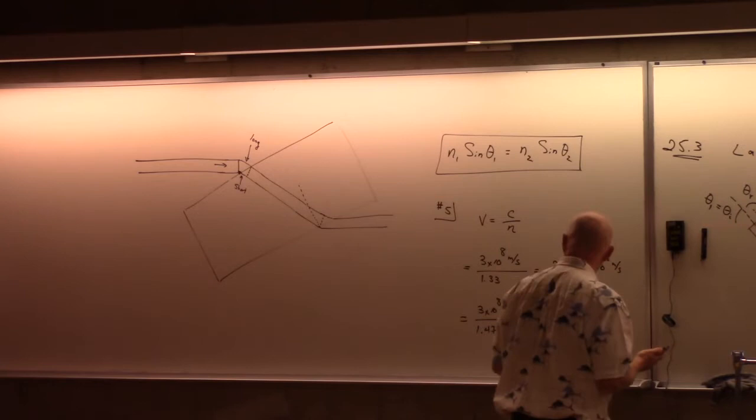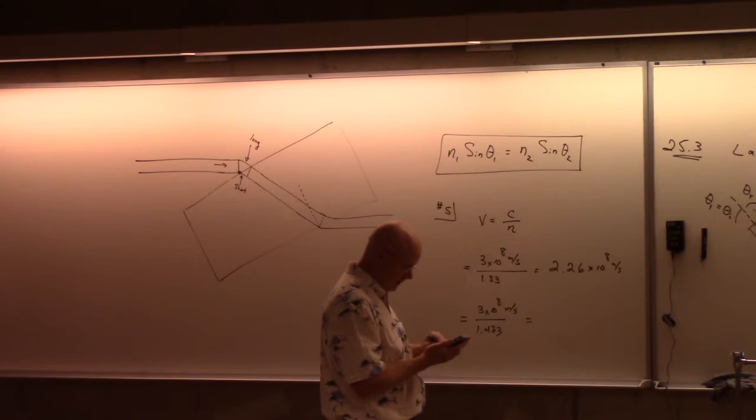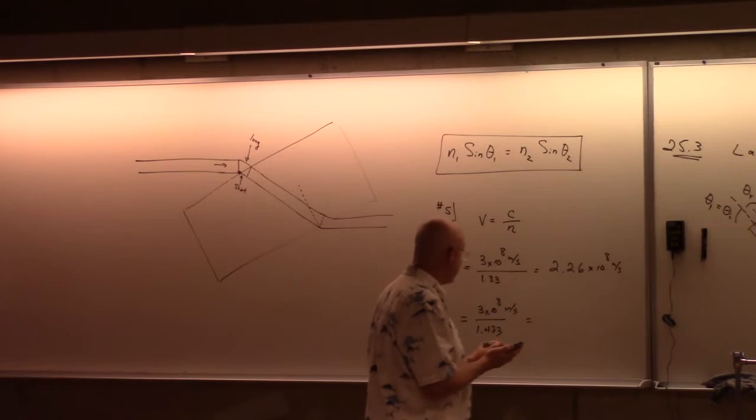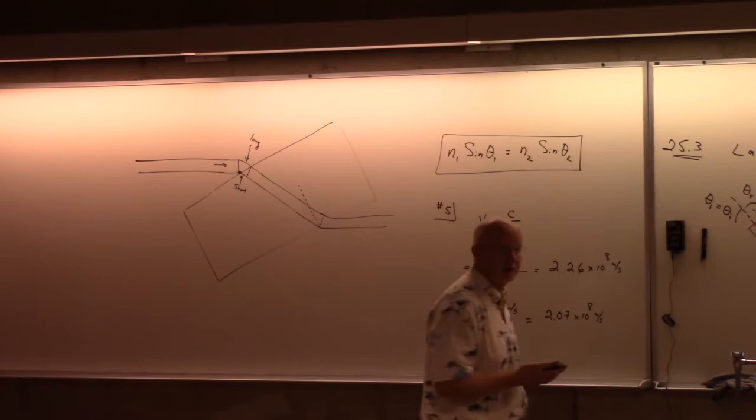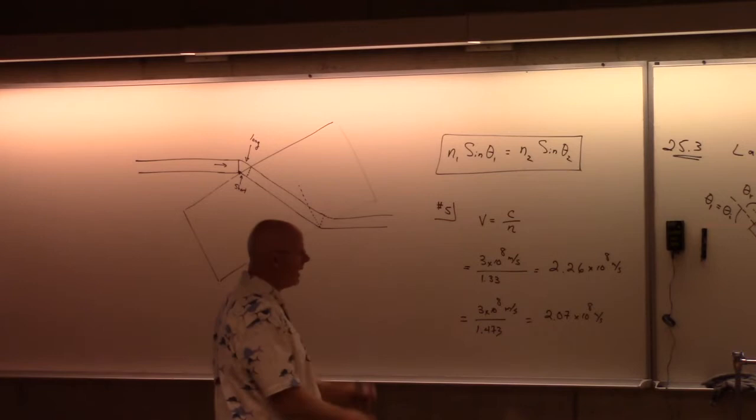And it's going to be a little bit slower than that. 3 times 10 to the 8th divided by 1.473. And so we're looking at about a 2.04 times 10 to the 8th meters per second. So those are our measured values. When and why did it slow down? By how much?